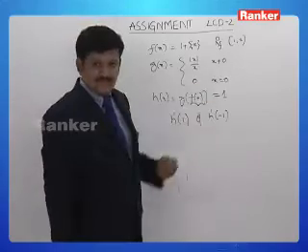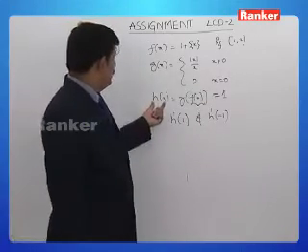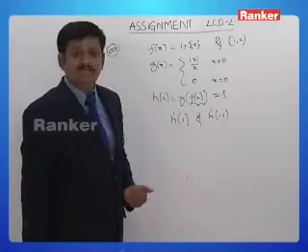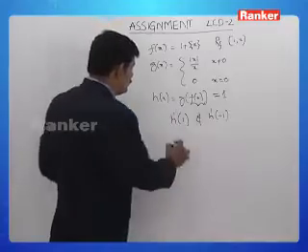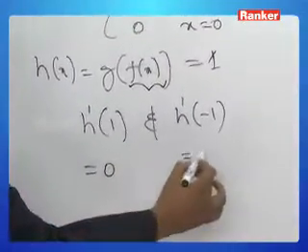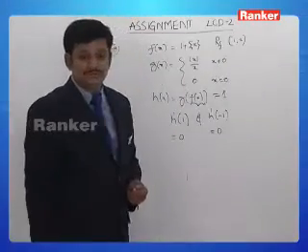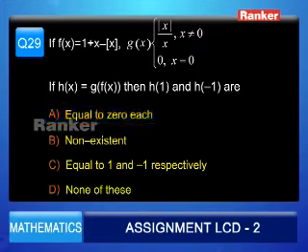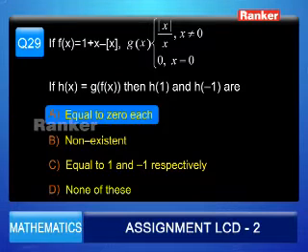H of x is a constant function 1, and the derivative h dash x is always 0. So, h dash 1 is 0 and h dash minus 1 is also 0. So, our answer is both of them equal to 0, option A.